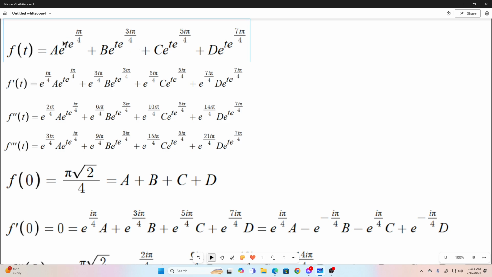Because if you evaluate t at 0, all these exponentials just go away. So we're just left with f of 0 is equal to a plus b plus c plus d, which is in turn equal to pi square root of 2 over 4.